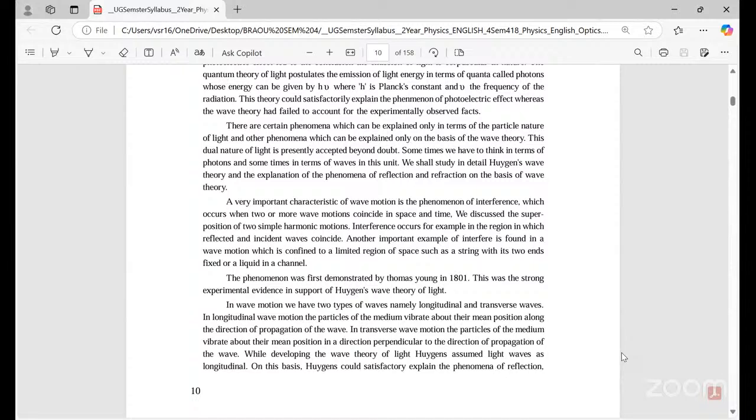The interference occurs, for example, in a region where the reflected and the incident waves coincide. Another important example of interference is wave motion confined to a limited region of space, such as a string with two ends fixed, or a liquid in a channel. And this was demonstrated by Thomas Young in 1801. So this was the strong experimental evidence for Huygens wave theory.